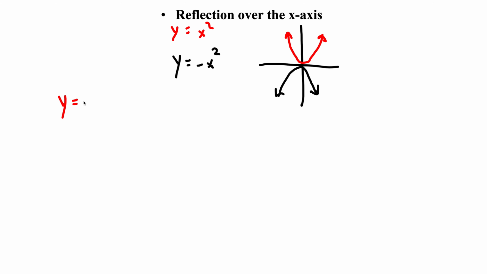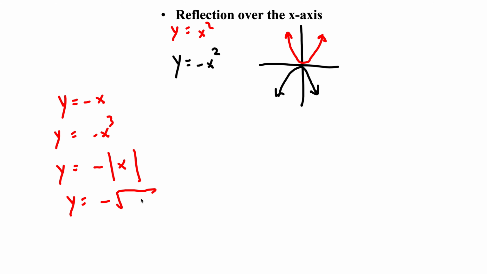So if you're looking at y equals opposite x, or y equals opposite x cubed, or y equals opposite the absolute value of x, or y equals the opposite, please note where the opposite sign is, opposite of the square root, right? All of these represent reflections over the x-axis, basically throwing a negative in as a multiple. Now you can do combinations.